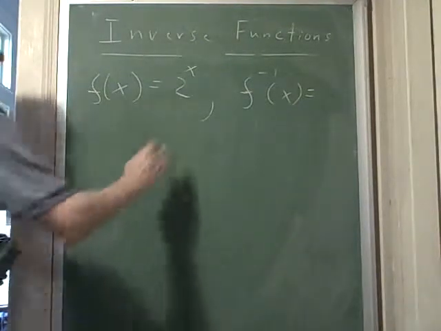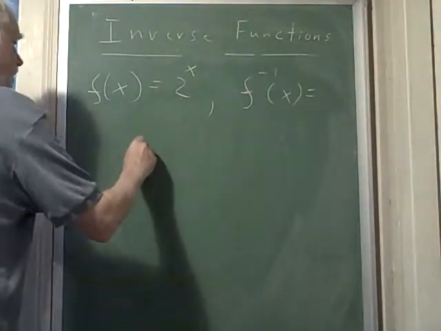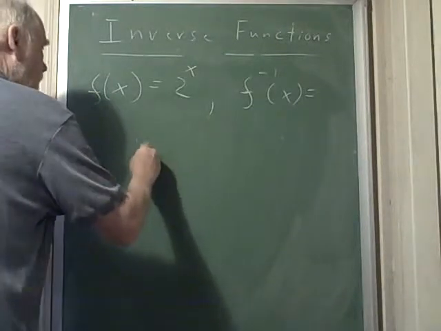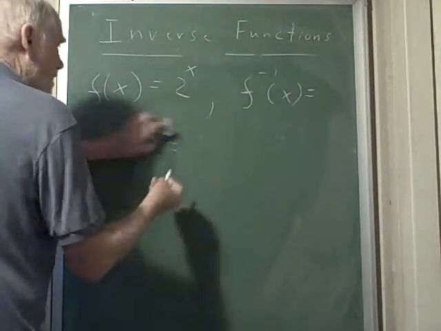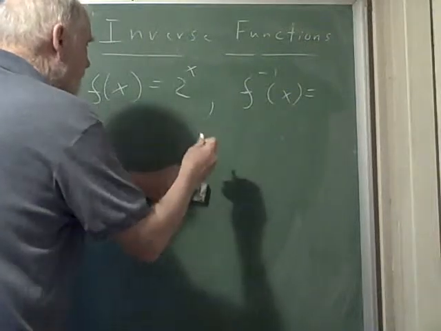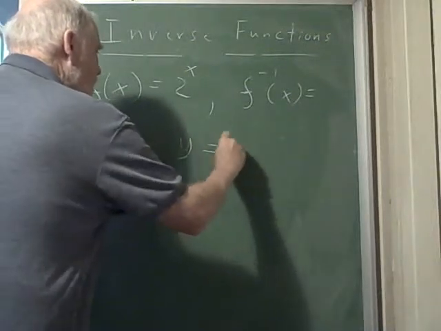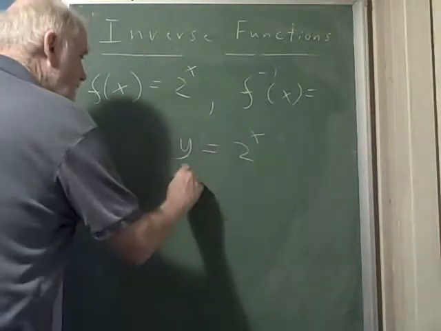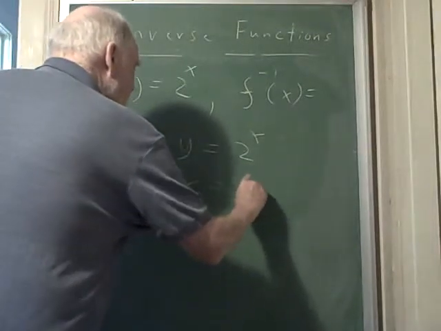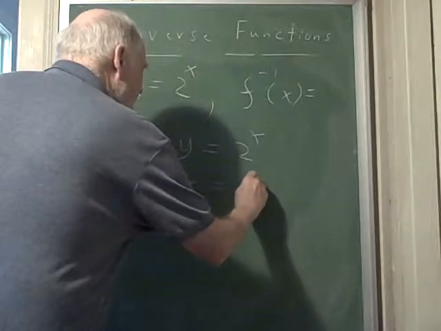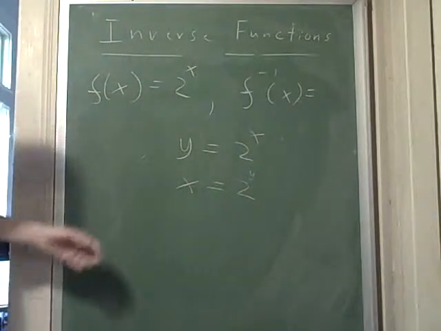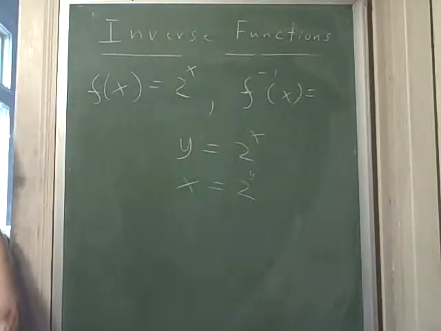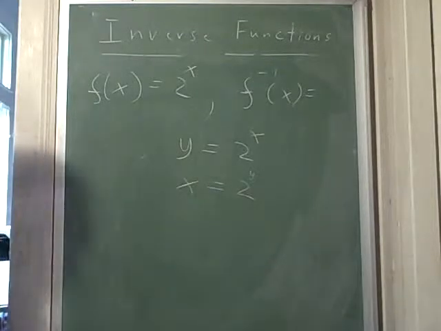Well, typically the way you find an inverse is you call f y, and you say y equals 2 to the x. And then we switch the ordered pairs and we say x equals 2 to the y. Okay? And then we solve for y. Well, you can't solve for y very easily.